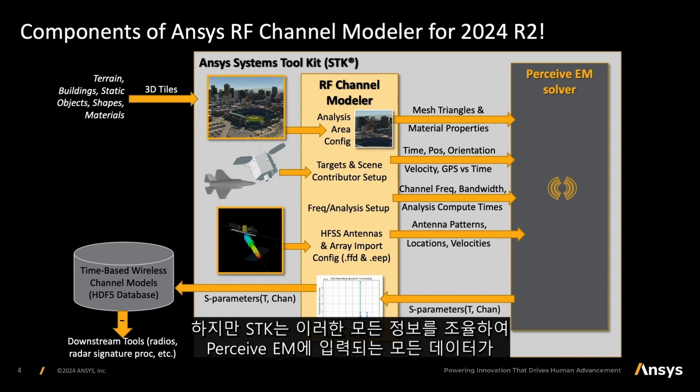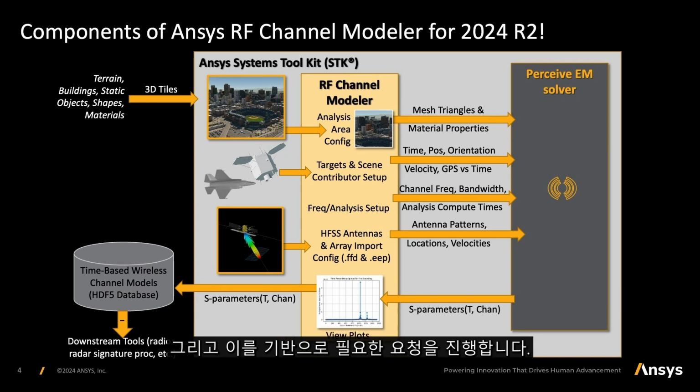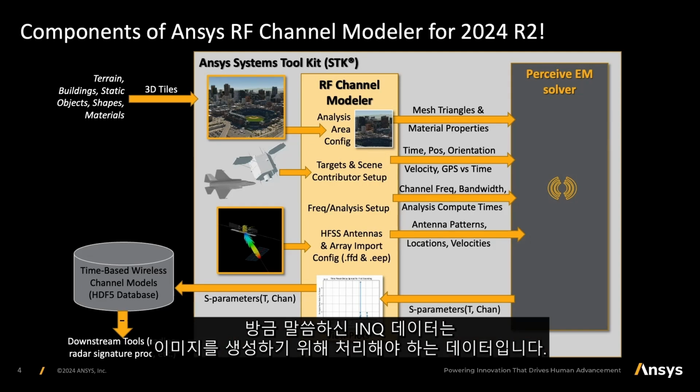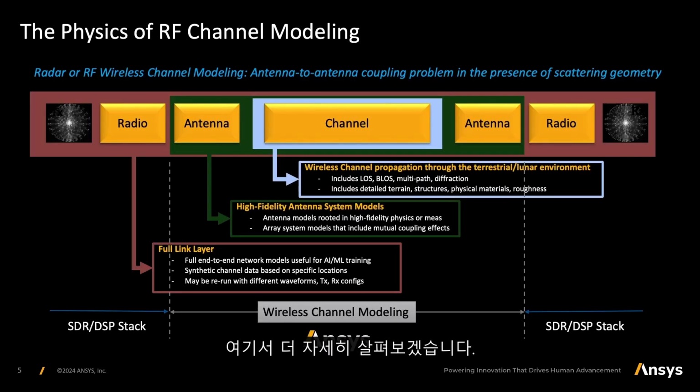It makes sure that everything that goes into Perceive EM is properly positioned, moves the right way, turns the right way, and we ask Perceive EM to generate data that, when it comes out, is the raw data you just mentioned, the IQ data that we need to process to make the images. Let me step down to the next slide. I'm going to build out this slide.